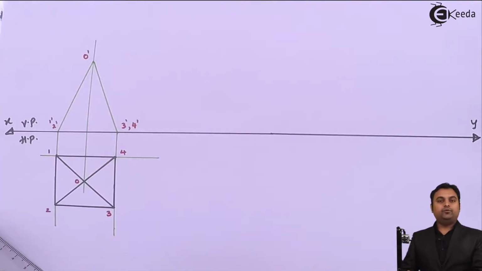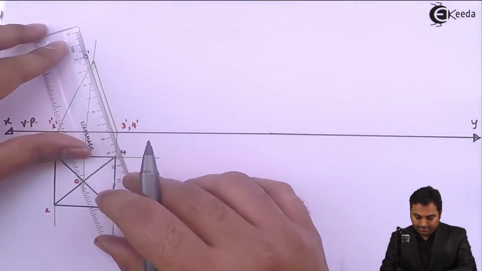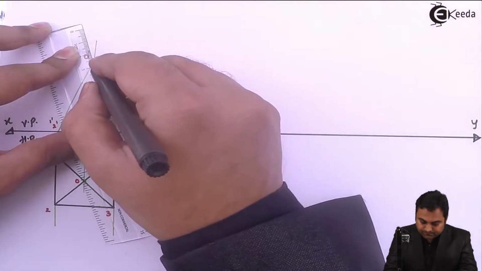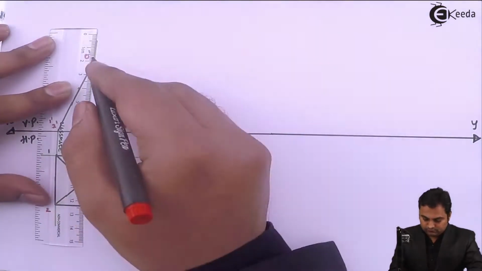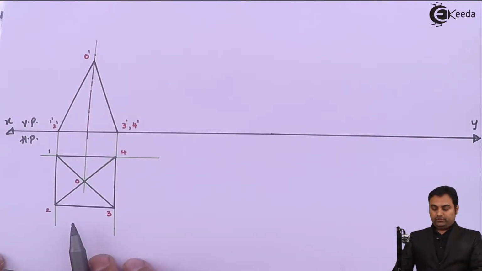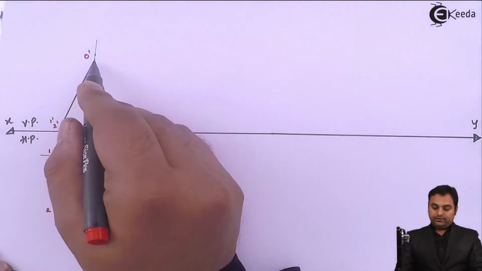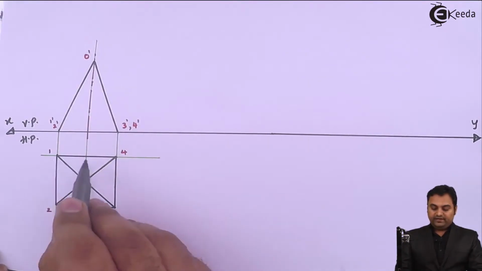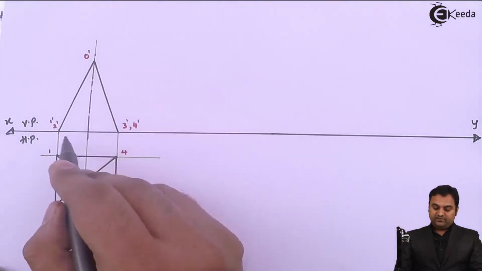So this is the top view of the pyramid. Next, in the front view, the slant edges will be made dark. Now, when I'm looking at the top view to draw the front view, here this complete triangle is visible. It means O, 2, 3 coinciding with 1 and 4. So this is the front view.